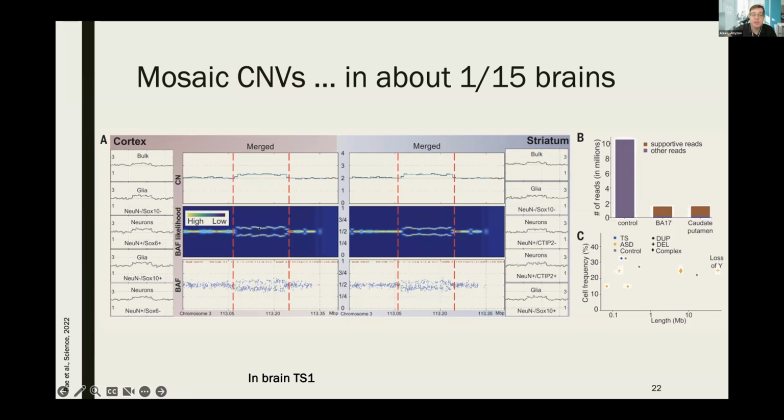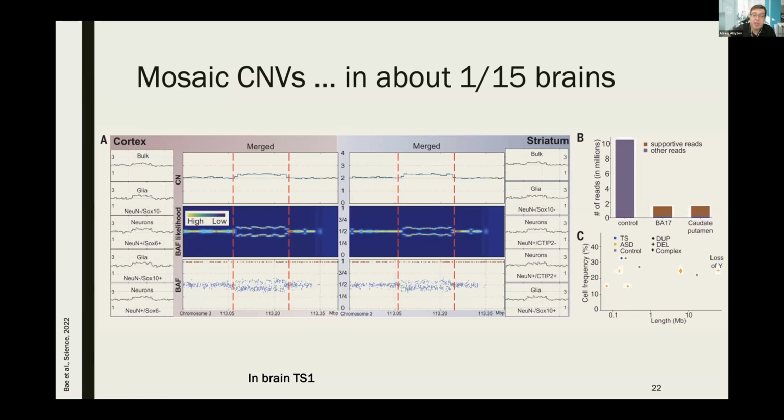Interestingly enough, this duplication is present in the cortex, and it's also present in striatum. These are quite far away regions in the brain. And we can also see it in a different cell fraction we extracted from here. So it's very consistent. We actually can identify precise breakpoints where this duplication happened. You can run PCR across breakpoints and validate them. So it all works out.